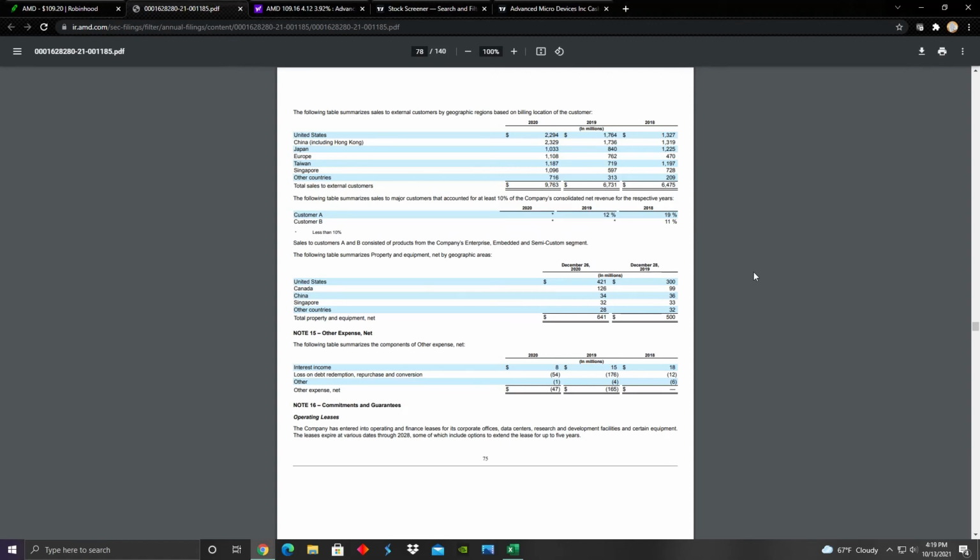the United States. And then we can see right here, this is just a summary of where their property and equipment is located. Most of it is in America, and some of it is spread out in Canada, China, Singapore, and other countries. That's pretty much all I wanted to talk about in regards to AMD.